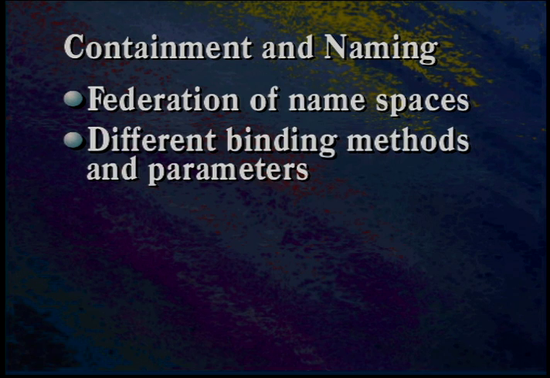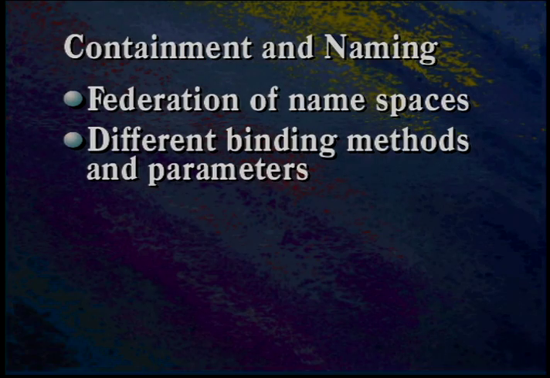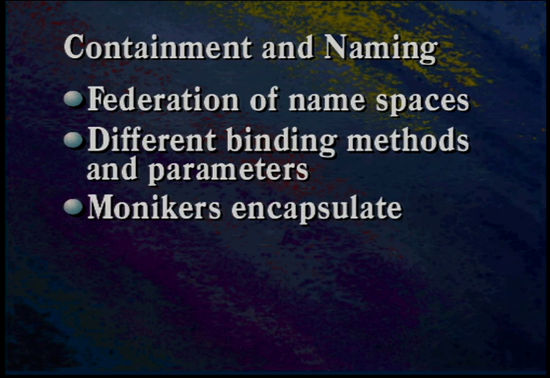Different namespaces typically have different binding methods or function calls and different kinds of parameters that you supply. They might be string names to files, they might be offsets within some data structure or keys within the database or various other examples. What we have done is to provide an encapsulation that we call a moniker. A moniker encapsulates the type of container, the binding method that's used to extract things from that container, and the parameters that are needed for that method.